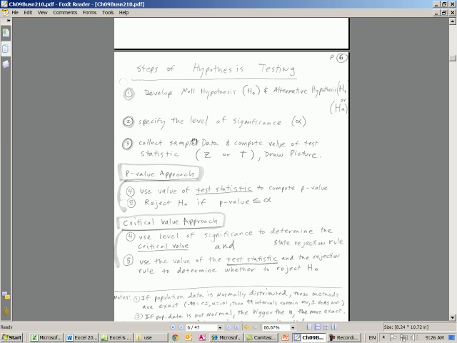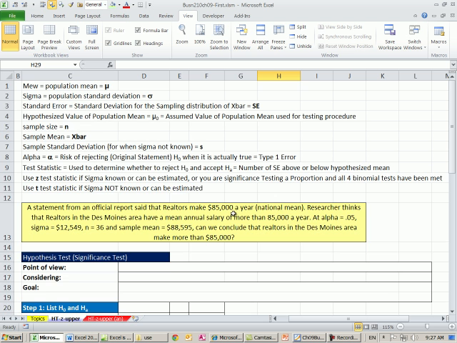Then step 3, we'll collect sample data and compute the value of the test statistic, z or t, and do the ever important drawing of a picture. You know, when I was learning hypothesis testing, if I didn't draw a picture to visualize it, it was much more difficult. We'll see how to do that. And then there are 2 approaches which always lead to the same conclusion: the p-value approach to determine whether we're past the hurdle or not, and the critical value approach to determine if we're past the hurdle or not. Now, let's go over to Excel and look at an example.